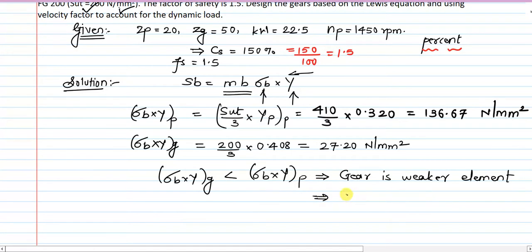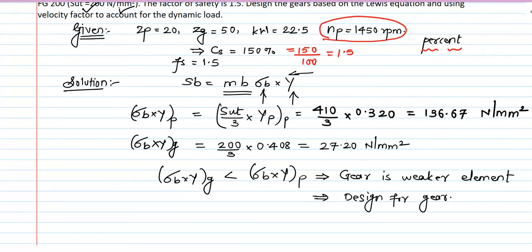So we will design for gear. So that understanding is clear with us. The next thing that we need to do, we have been given the speed at which this pinion will rotate because it is coupled with the motor.